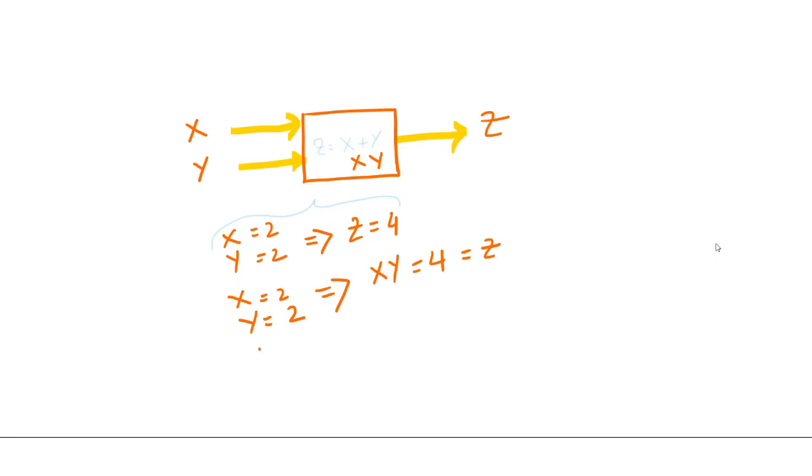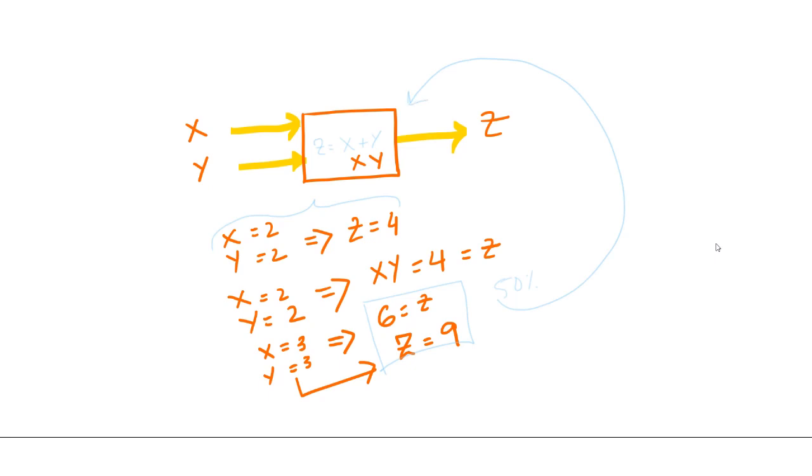Then imagine that the inputs are now changed to X equals 3 and Y equals 3. Our validation will be looking for a value of 6 at the output, which should be the value at Z. However, in reality, the value of Z should be equal to 9. As you can see, there is an error of almost 50% in our output. So it is really important to check the overall white box validation before making assumptions about what is going on inside this black box.